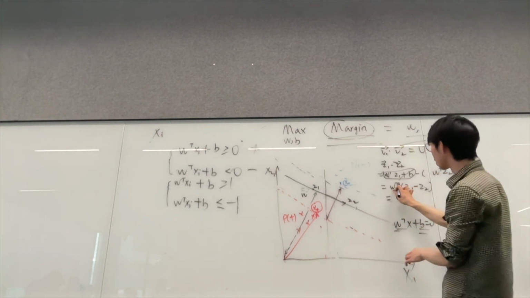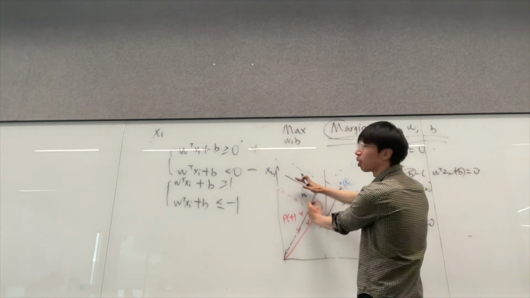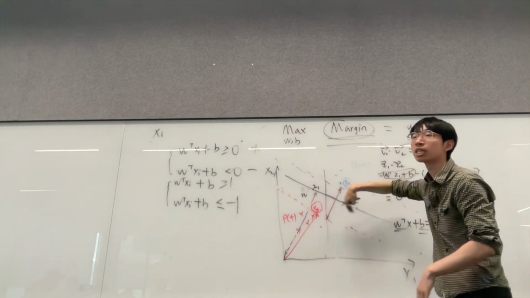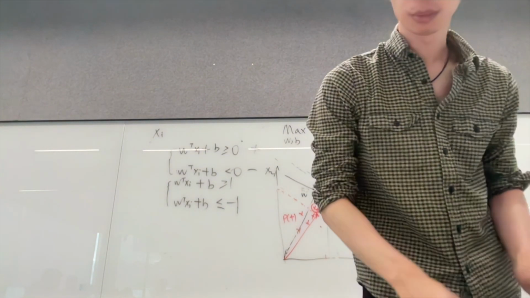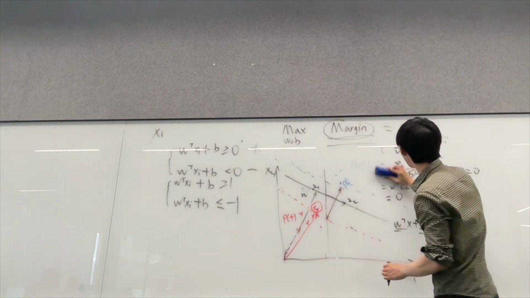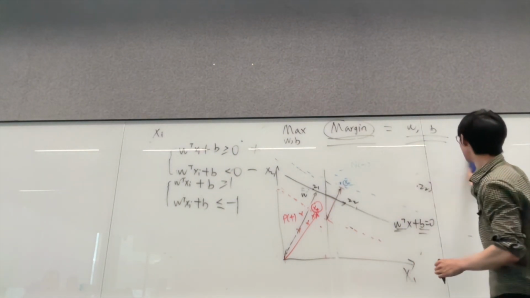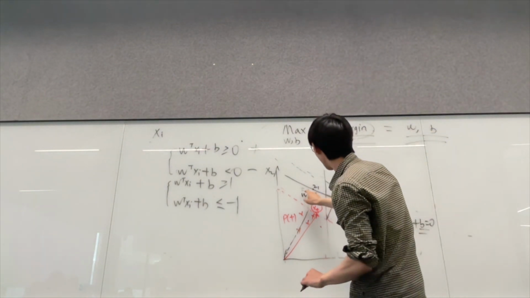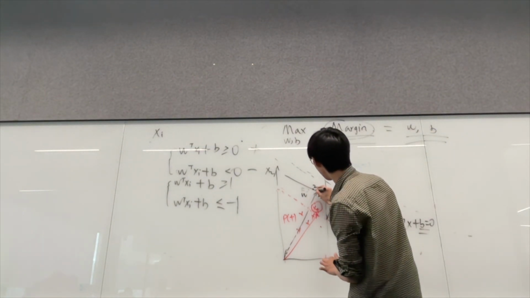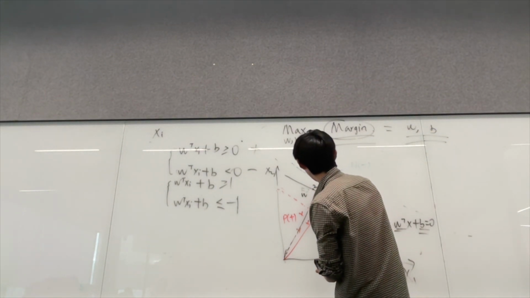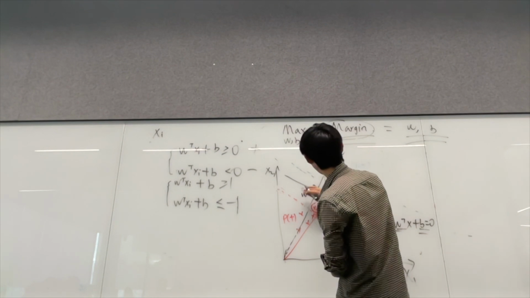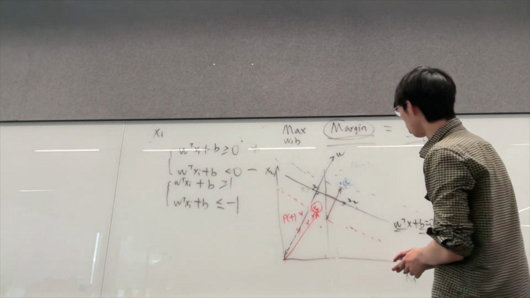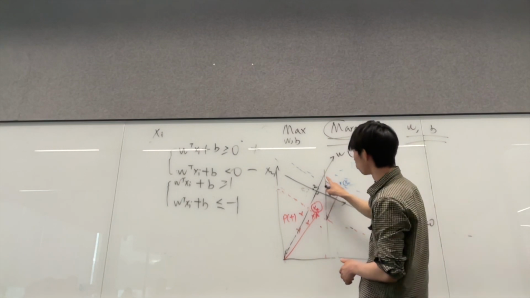That means the W vector is perpendicular to Z1 minus Z2. Z1 minus Z2 is this vector on this line, right? So now we know that W here is perpendicular to this. This is true. W is perpendicular. Okay, so now we can calculate the margin.